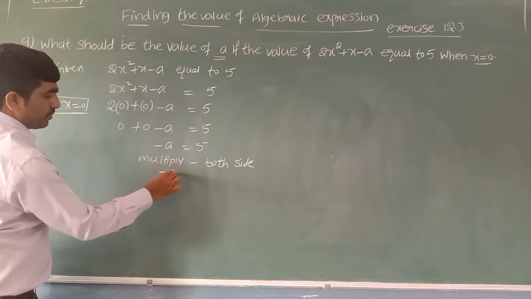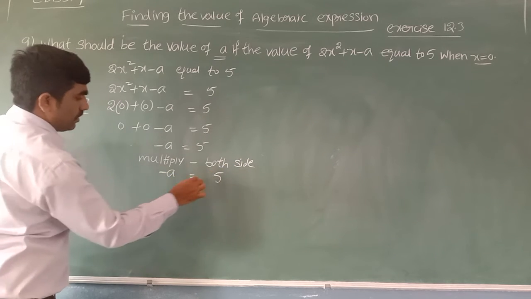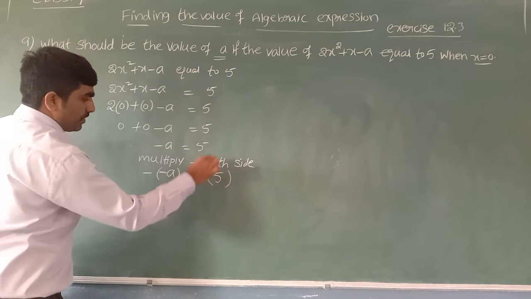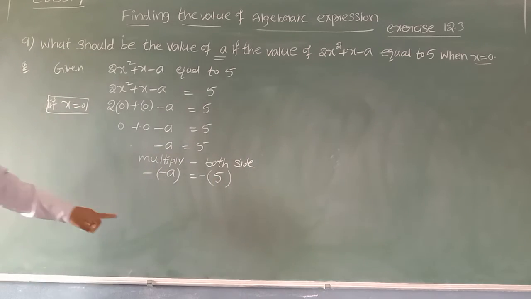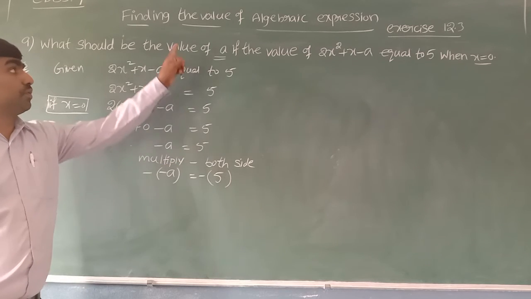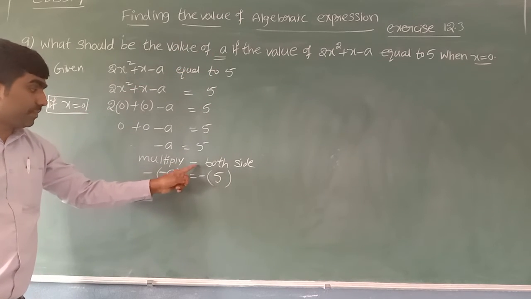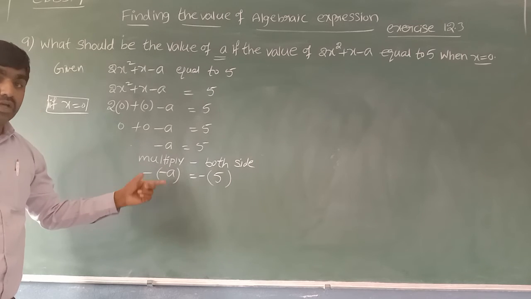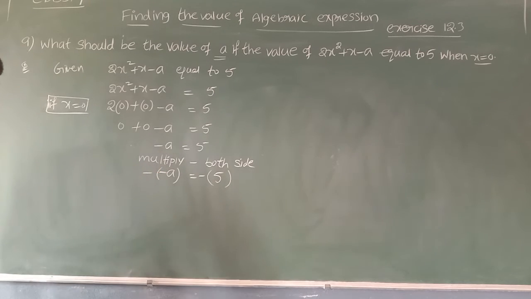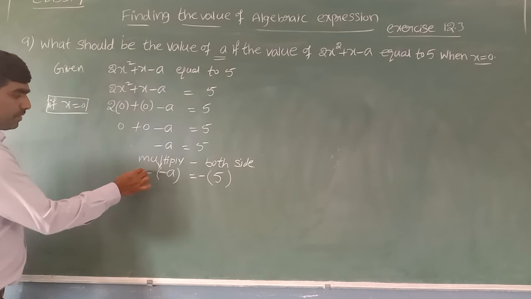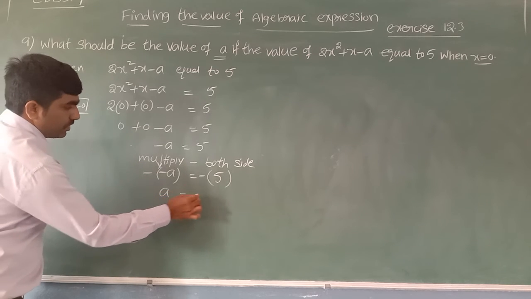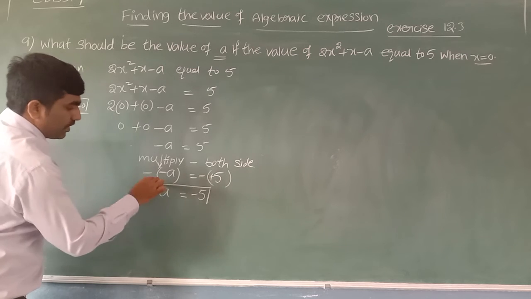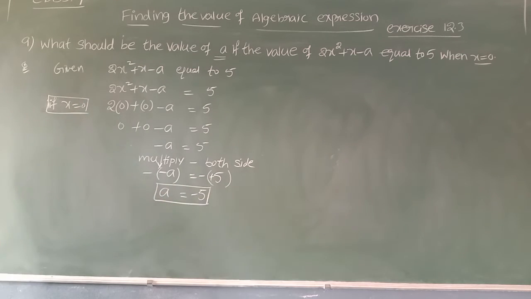So what is the equation? Minus a is equal to 5. The LHS is multiplied with minus and the RHS is also multiplied with minus. Why do we have to multiply with minus? To know the positive value of a. If I multiply with minus, minus into minus will become plus, so we get the positive value of a. Minus into minus is plus a, is equal to minus into plus 5, minus 5. The value of a is equal to minus 5.